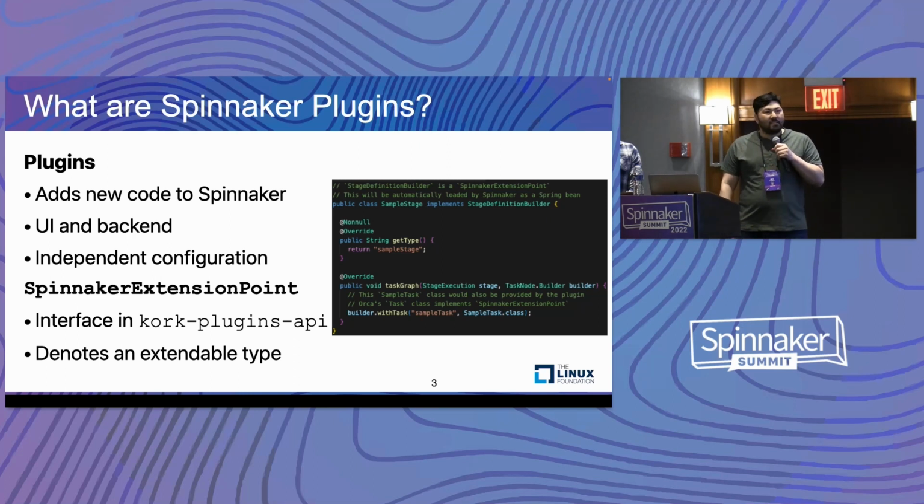The technical basis of the plugin system is the Spinnaker extension point interface, which defines which components of Spinnaker are intended to be extendable. So in the example that we have here, we have a sample stage. This implements the stage definition builder. This builder is used to build new stages within Spinnaker. This interface also implements the Spinnaker extension point interface, which allows for plugins to have the entry point that they need. Further, plugins can provide Orca tasks and stages, atomic operations, and pipeline expressions, and many more.